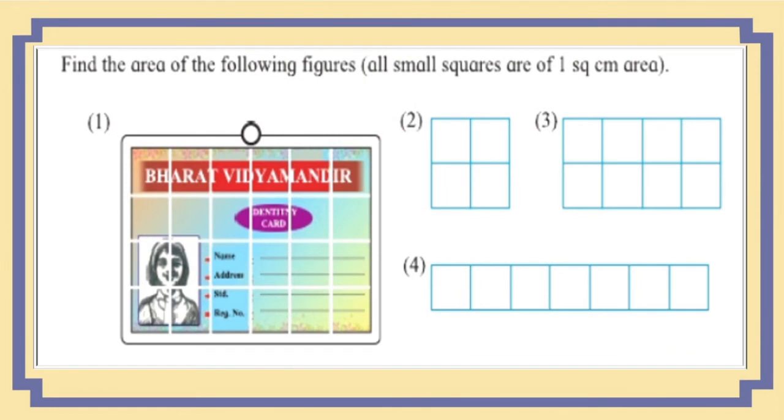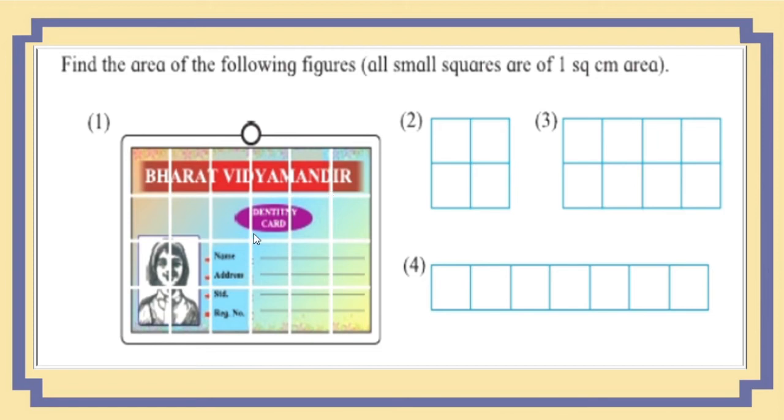Here this is from your textbook. Find the area of the following figures. All small squares are of 1 square centimeter area. See, this is of 1 square centimeter. This is also of 1 square centimeter. This is also of 1 square centimeter, and this one is also of 1 square centimeter. Got this? First we will move to this one.